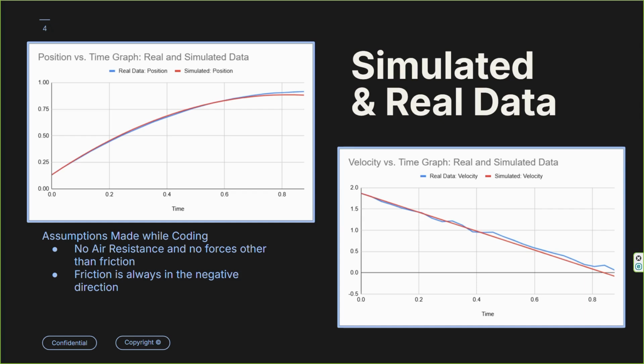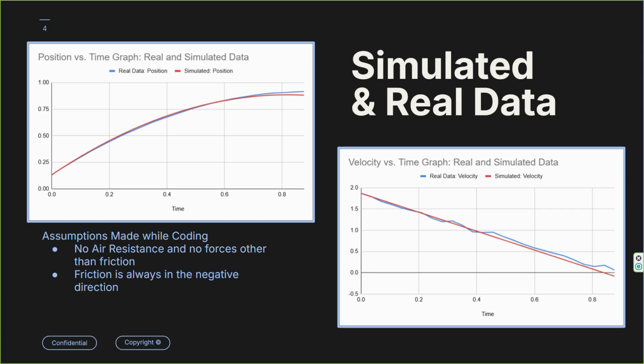Here we have some more graphs where we compared the real and simulated data. A couple reasons for error is human error. We can really see this in the velocity versus time graph because when the computer takes a derivative to get the velocity, it exaggerates the mistakes made from human error. So you can see the blue line is much more jagged in the velocity versus time graph than the position versus time graph. A couple assumptions made were that there's no air resistance, and the only force acting, or the net force on the object, is the friction force. All the rest cancel each other out.